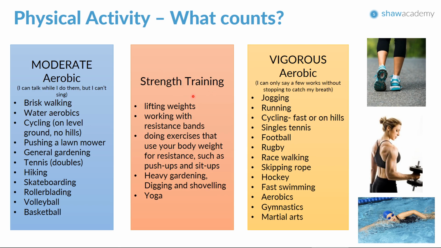If it's at low intensity, it means that you can talk perfectly fine, you could sing, you're not exerted very much. Vigorous aerobic activity, as I just said, you'd only be able to say a few words without stopping to catch your breath. That would include jogging, running, cycling uphill or cycling fast, tennis, football, rugby, race walking, skipping rope, hockey, fast swimming, aerobics, gymnastics, martial arts. And again, with any of these, moderate or vigorous, it will depend on what intensity you are doing it at yourself. Somebody may be doing some aerobics, but doing it at a very low intensity. It's what you put into it yourself.